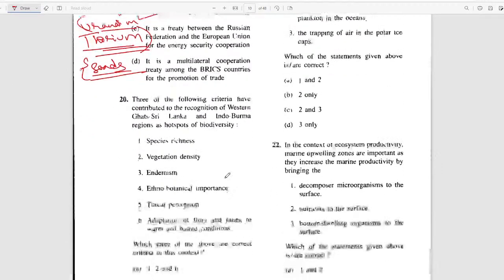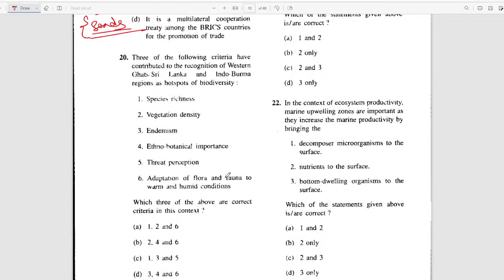The next question, the 20th question, is: three of the following criteria have contributed to the recognition of Western Ghats, Sri Lanka and Indo-Burma regions as biodiversity hotspots. Biodiversity hotspot is important for mapping, and why the biodiversity hotspots are important to humans. Why is biodiversity important to humans?